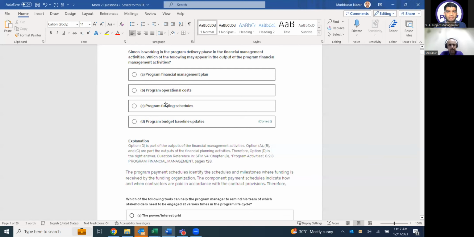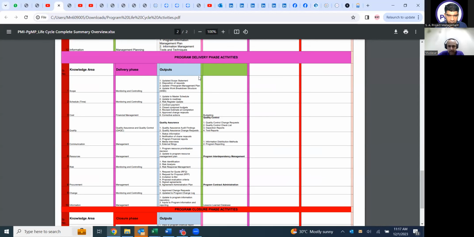So I've gathered some questions. The first question is: Simon is working in the program delivery phase in the financial management activities. Which of the following may appear in the output of the program financial management activities? I have this table in the delivery phase. This should be the output, right? Financial management, contract payment, closed component budgets, revised estimated completion, approved change requests.